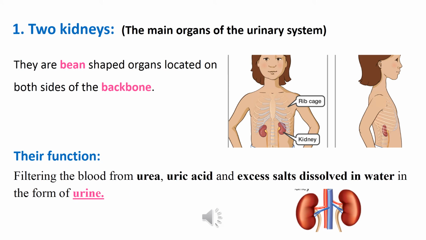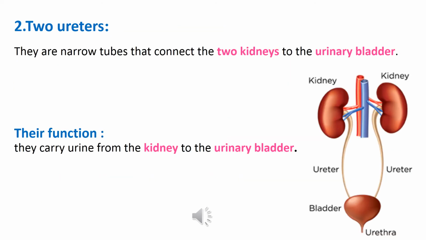Let's talk about the first organ in the urinary system, the two kidneys. They are the main organs of the urinary system. They are bean-shaped organs located on both sides of the backbone. The function of the two kidneys is to filter the blood from urea, uric acid, and excess salt and water in the form of urine.